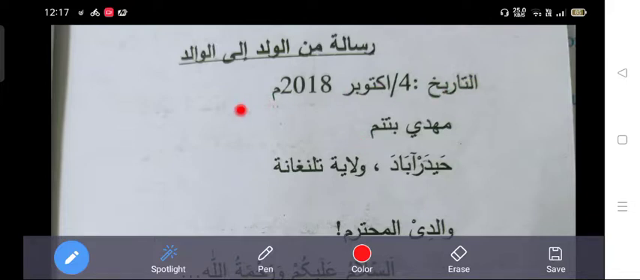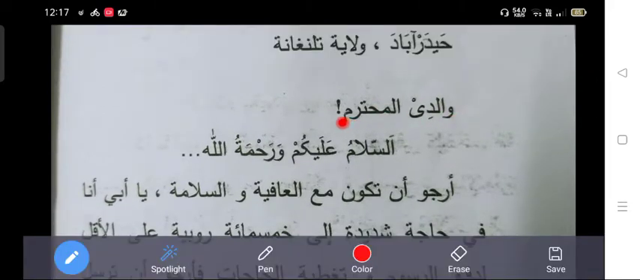Tarikh, after writing the date, we have to give the area, then Hyderabad. Vilayatu Telangana, Telangana state, TS. Okay, three entries we have to make first. Then afterwards, Walidi al-Muhtaram, respected father, dear father.